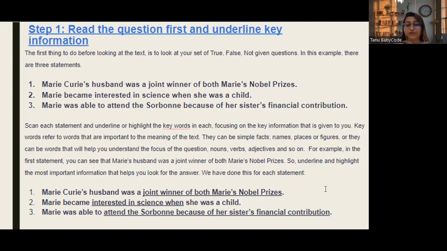Now I have done this for you. So: husband, joint winner, both Nobel Prizes. So what you need to look for is, was he a joint winner of both of the Nobel Prizes or not, right? Second, Marie became interested in science when she was a child. So you have to look for whether she was interested in science when she was a child. Third is that she was able to attend the Sorbonne because of her sister's financial contribution. So we will look for all these three.